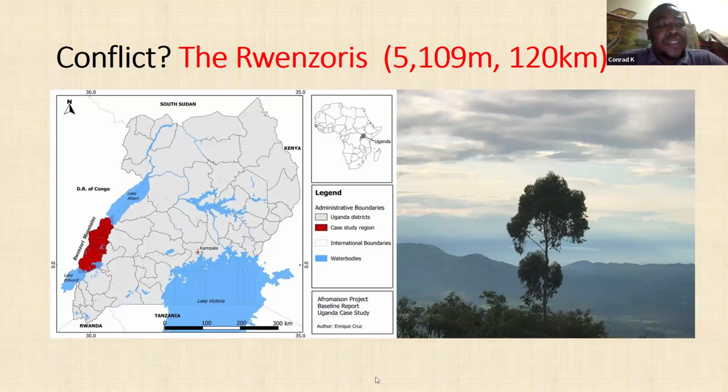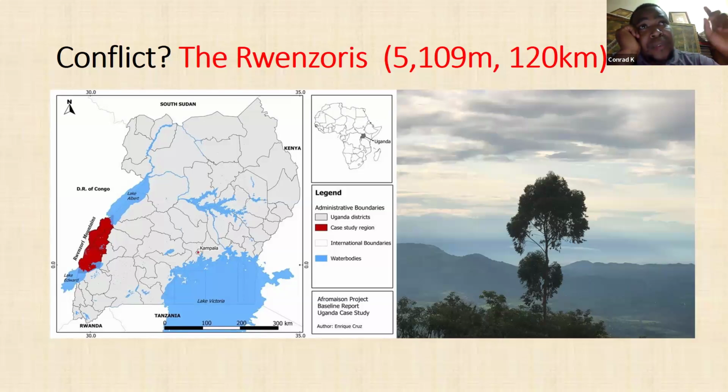Right now, the Rwenzoris have been gazetted as a national park. By national park, I mean that other than the identity of preservation and conservation of both natural and biodiverse flora and fauna, there is little to no physical or human settlement accepted in this particular area. And imagine, in an area spanning over 120 kilometers, there is little to no human settlement allowed. And where is the conflict? If we can go to the next slide.